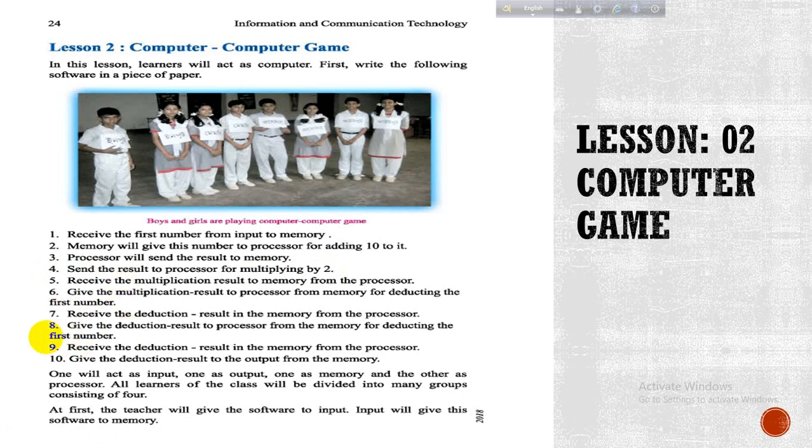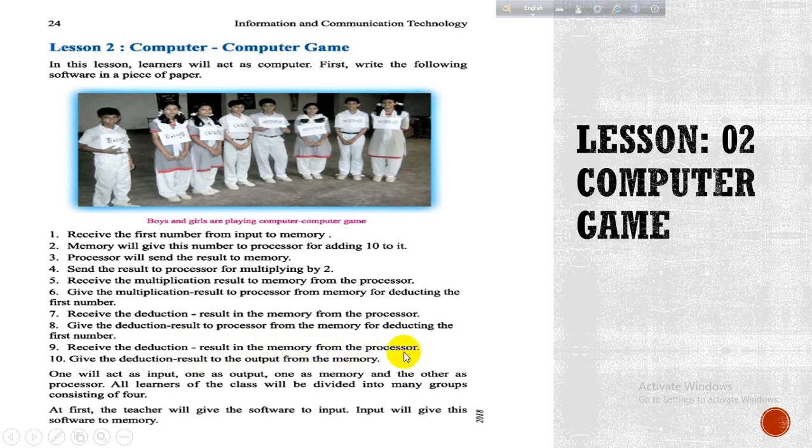Number 6, give the multiplication result to the processor from memory for deducting the first number. So memory will give it to the processor for deducting the first number. Number 7, receive the deduction result in the memory from the processor. Number 8, give the deduction result to the processor from the memory for deducting the first number. And number 9, receive the deduction result in the memory from the processor.